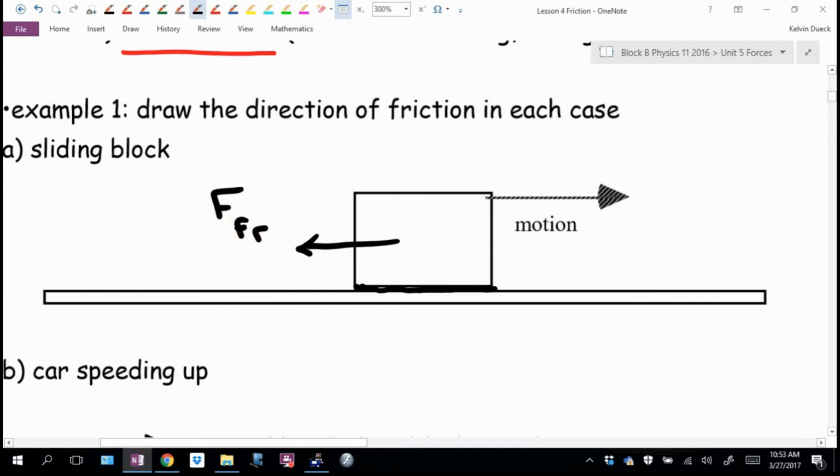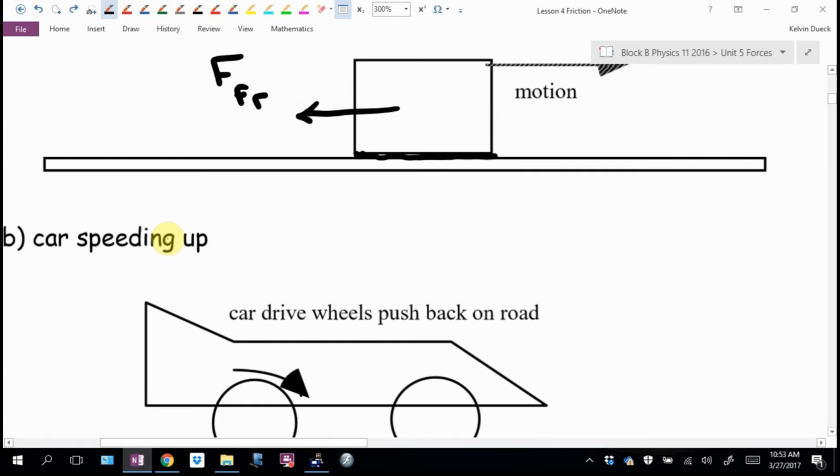My abbreviation for the force of friction is an F with a little FR, force of friction. You can leave the R off. I don't know why, because that's also force of friction. I don't know why, but years ago I just got in the habit of putting an R on there, so I always will. Go figure. All right.